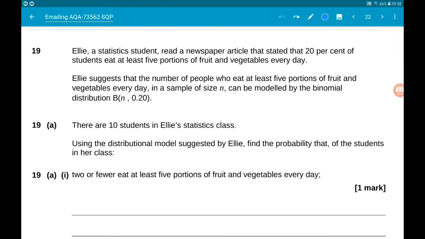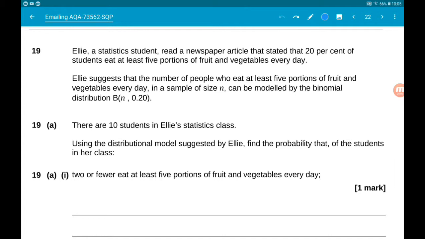Okay, question 19, the final question, but it is quite a big one. Ellie, a statistics student, of course, read a newspaper article which stated that 20% of students eat 5 portions of fruit or vegetables each day. Ellie suggests that the number of people who eat 5 portions of fruit or vegetables each day from a sample of size n can be modelled by the binomial distribution B(n, 0.20). So n is our number of people in the sample and 0.2 is our probability.